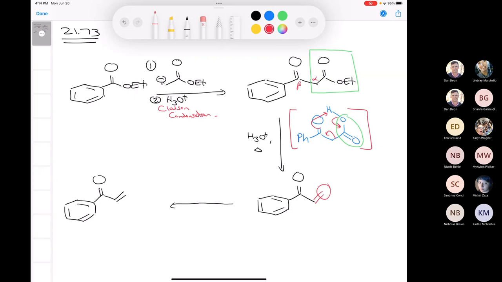So you can see that this is a crossed aldol condensation because we're ending up with an alpha beta unsaturated ketone, right? This is the alpha carbon. This is the beta carbon. It's unsaturated. And this is a ketone, alpha beta unsaturated ketone.